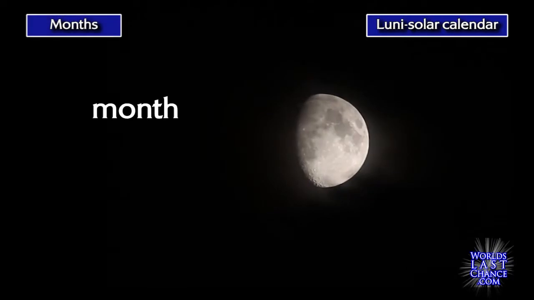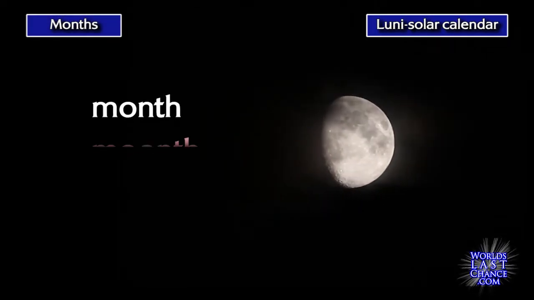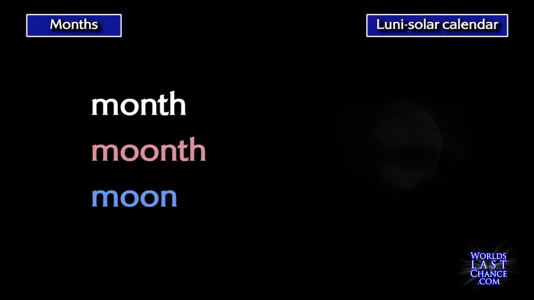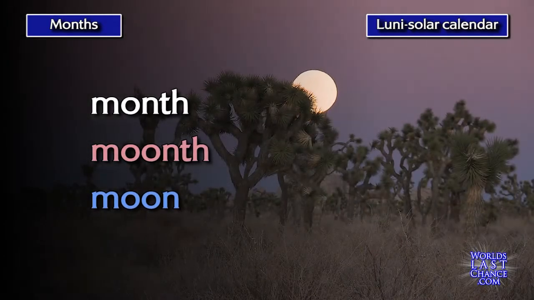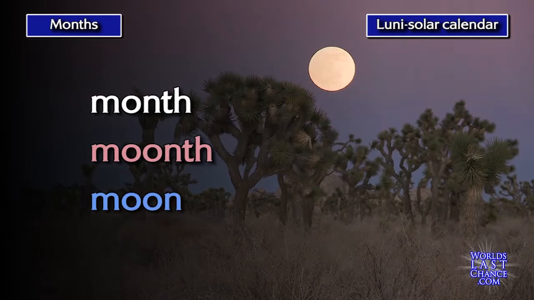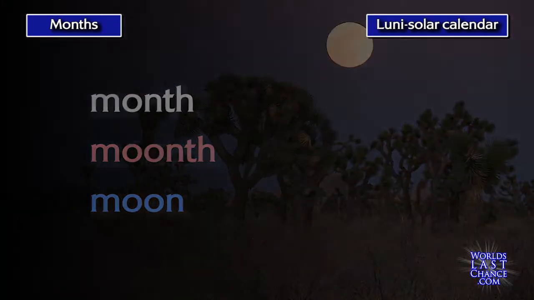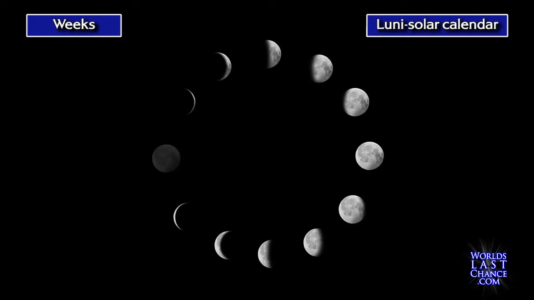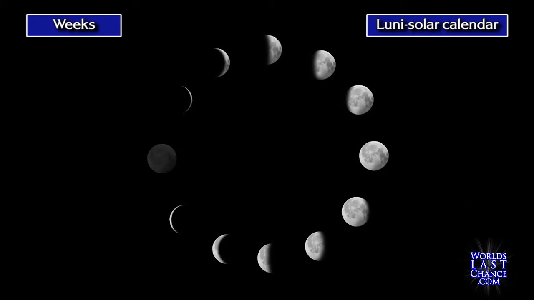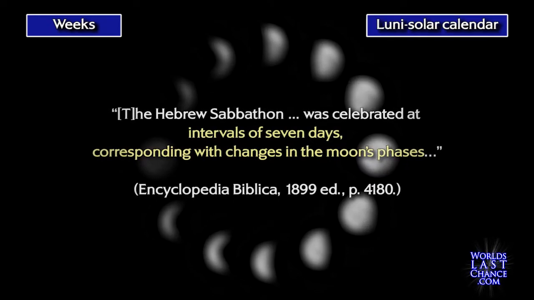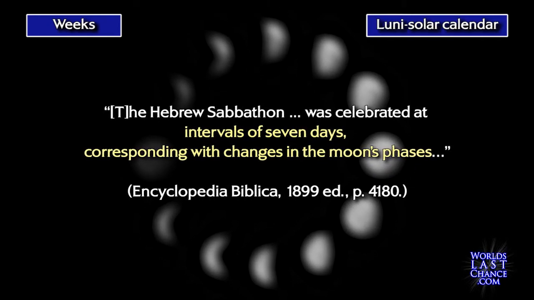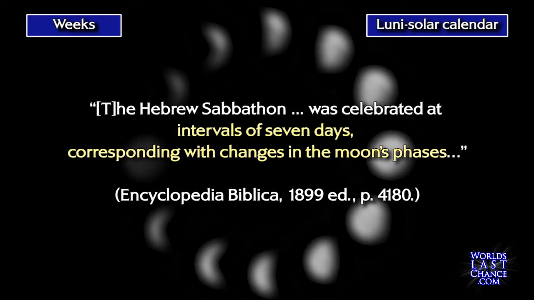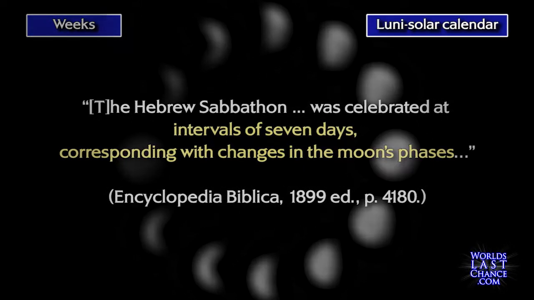The word month was originally moonth. It comes from the word moon. In ancient times, months were always based on the movement of the moon. Weeks, in turn, were divisions of the month, or lunation. The Hebrew Sabbaton was celebrated at intervals of 7 days, corresponding with changes in the moon's phases.